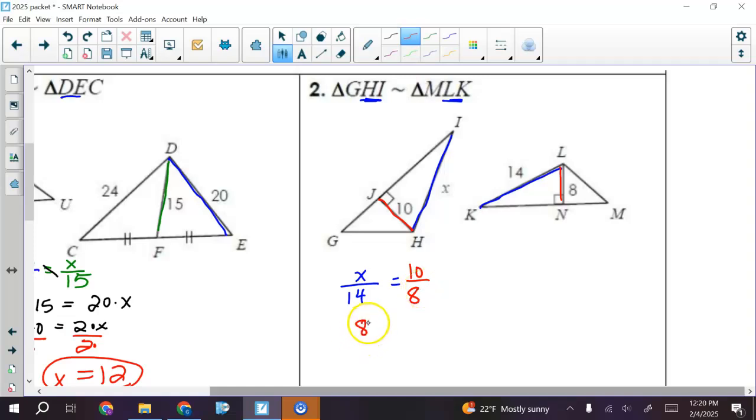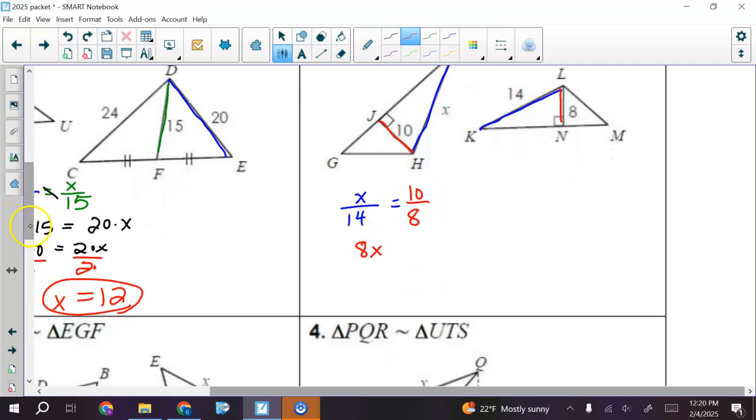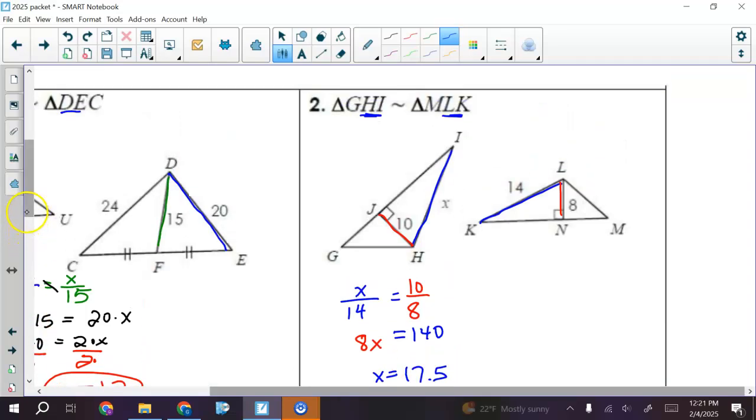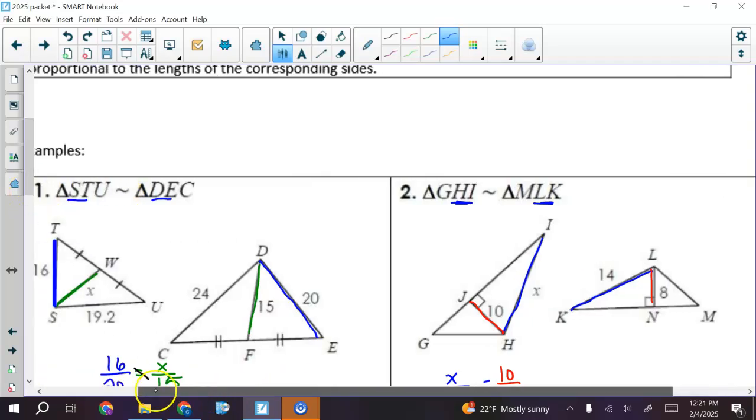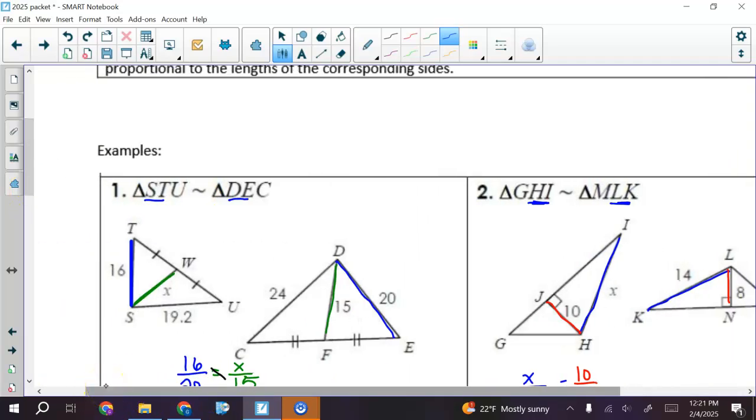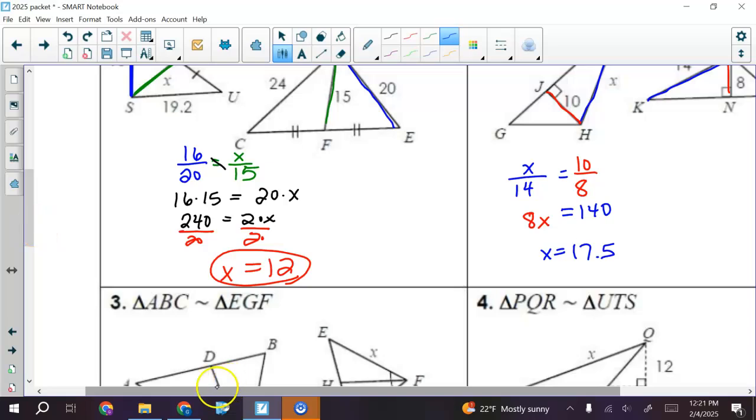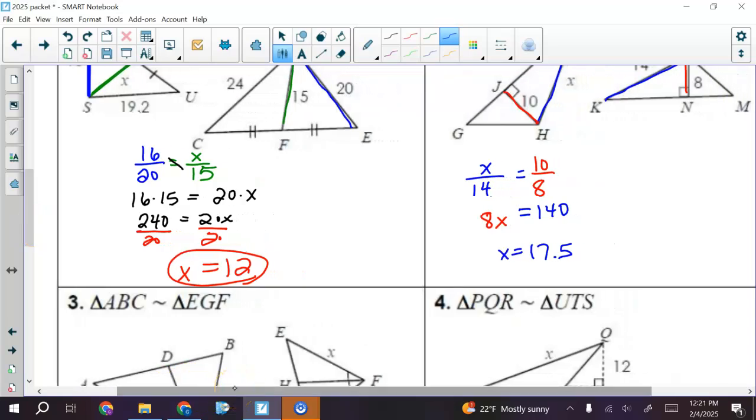So again, we can cross multiply then. 8x equals 10 times 14, 140 divided by 8. 17.5. So you will get some decimals. Also double check that it wanted you to find the variables. I guess it didn't say. But some of the problems on the homework will say like find the side lengths. So you have to plug it back in.